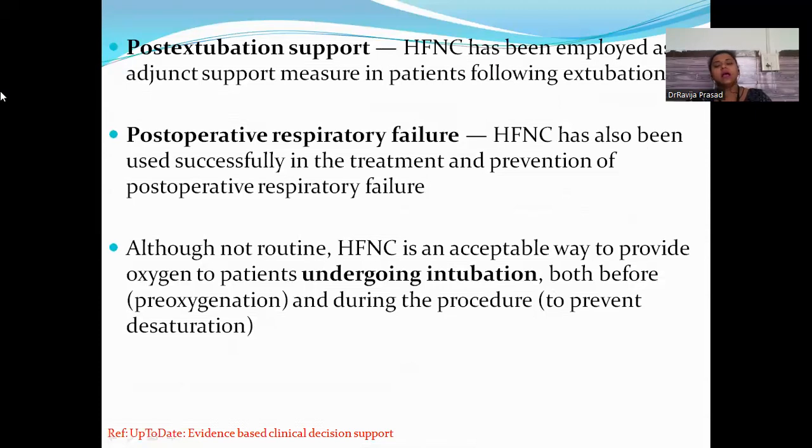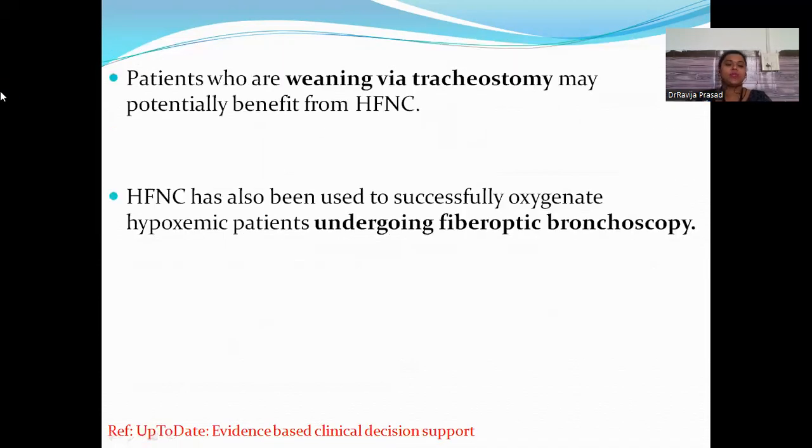In this also, high flow nasal cannula has been used successfully in the treatment and prevention of post-operative respiratory failure. Although not routine, high flow nasal cannula is an acceptable way to provide oxygen to patients undergoing intubation, both for pre-oxygenation and during the process, to prevent desaturation.